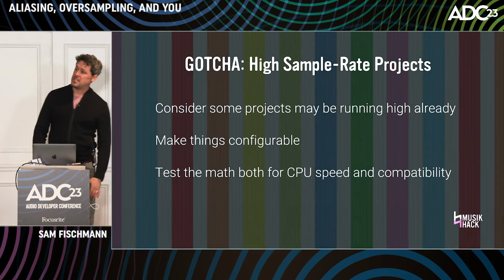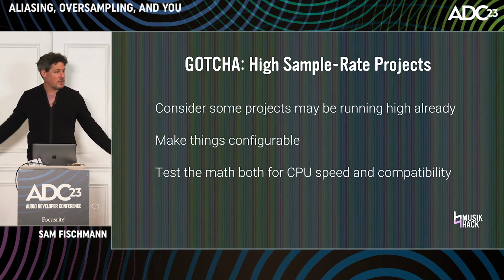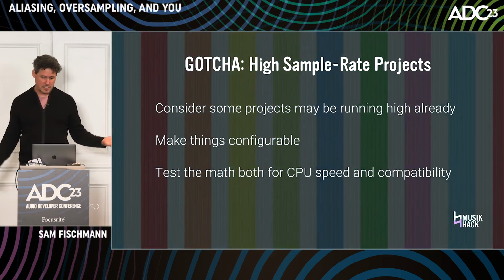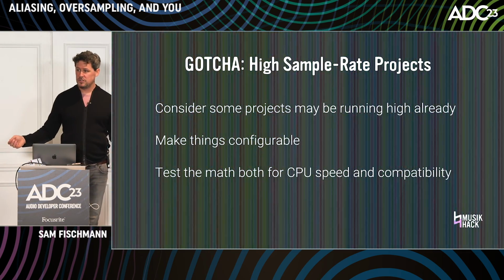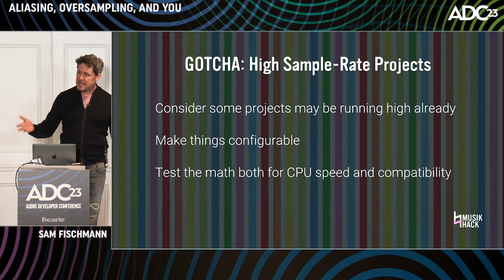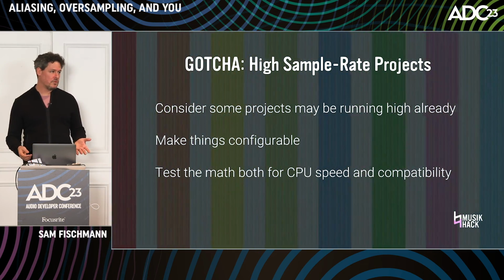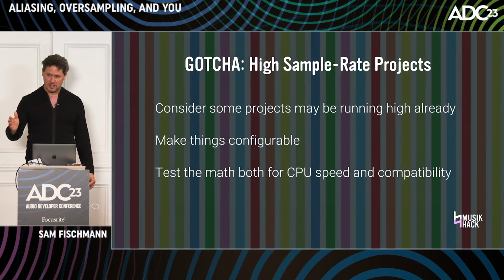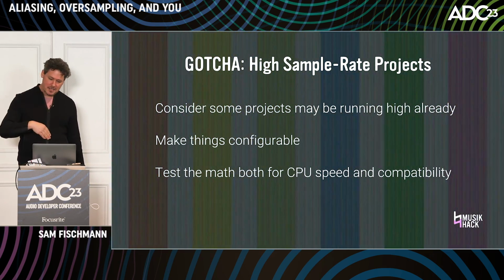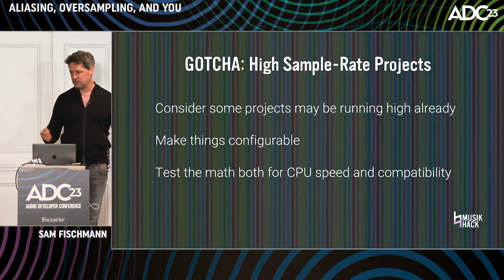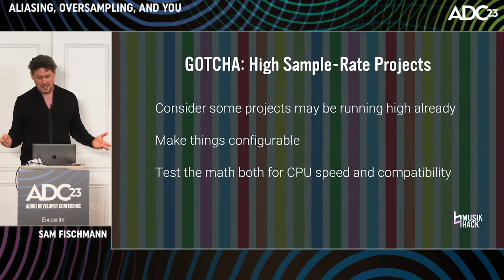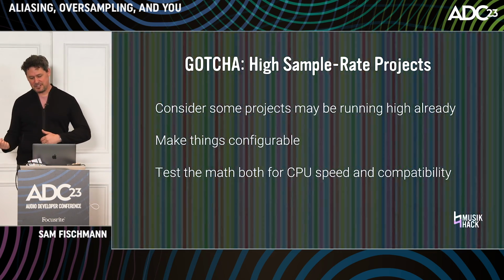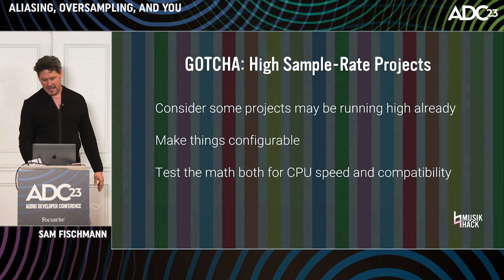High sample rate projects. Some of your users are running in 96K, 192K. Mastering engineers might do something different than a producer. You don't know what your user's using, so you have to make things configurable. I mean, you could say, oh, I'm always going to run at this one rate and I'll just automatically upsample or not, but it's probably best to make things configurable in case you just didn't think of something. So you'll need to test the math that it works in these different configurations and make sure that it's compatible as well.